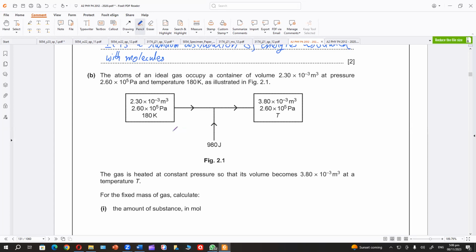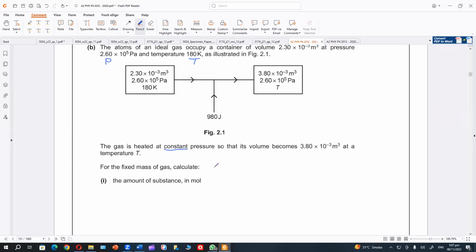An atom of an ideal gas occupies a container of volume this, at pressure this, and temperature this. This is temperature. This is volume. This is the way we always try to convince the examiner in the actual exam also. Here it connected. The gas is heated at constant pressure so that its volume becomes this, for the fixed mass of gas. It's like a heating process at constant pressure.